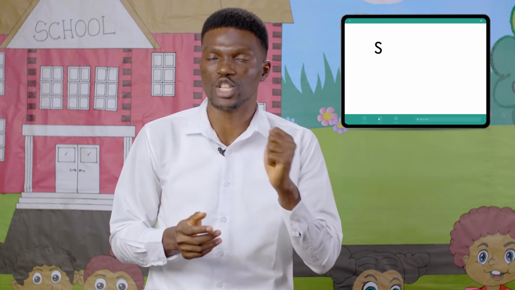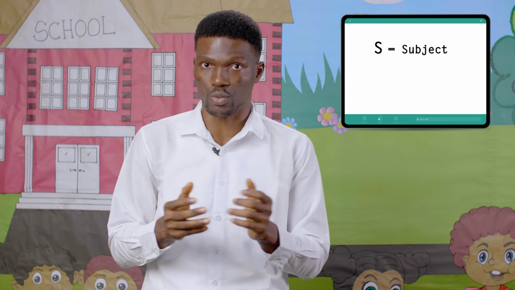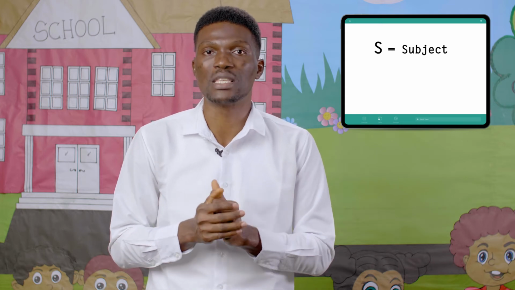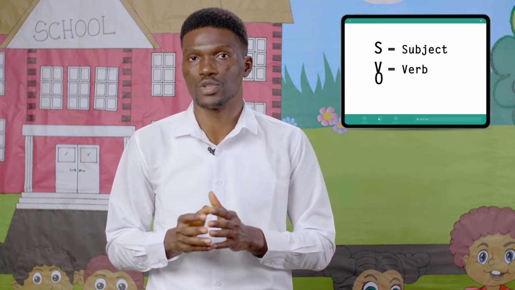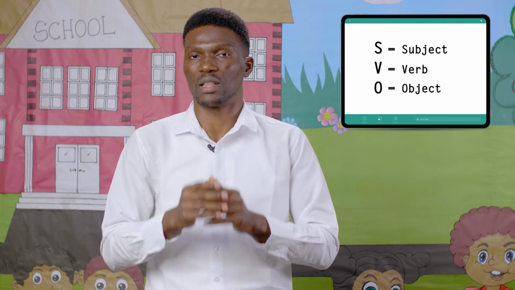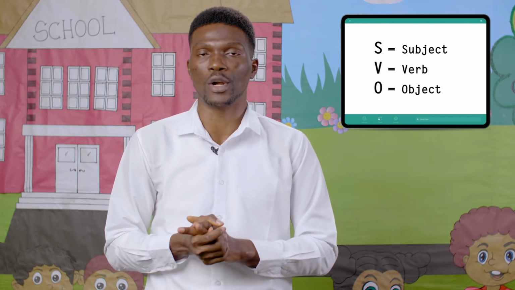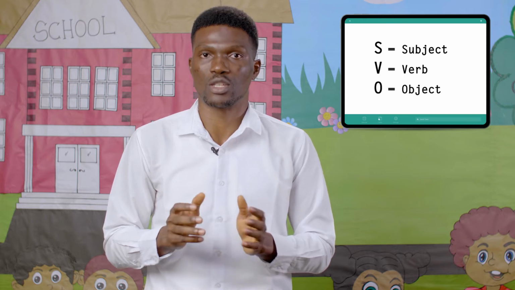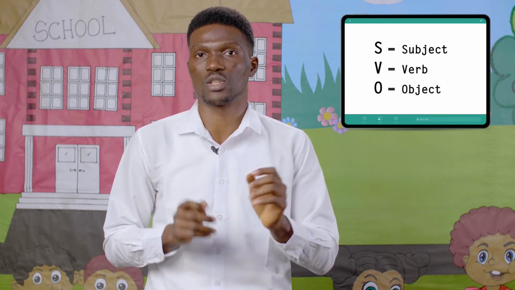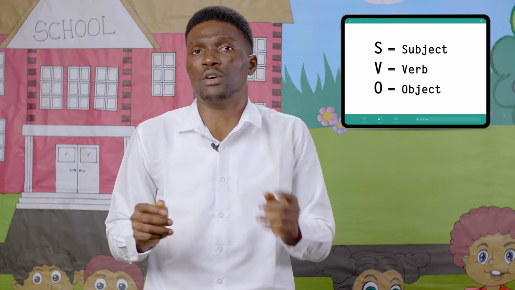SVO structure. What does S stand for? The subject of the sentence. I already told you what a subject is. What does V stand for? The verb in the sentence. And now what does O stand for? The object. Now let me just repeat what these are. A subject is who or what the sentence is talking about. So when I say Jesus wept, who are we talking about? Jesus.